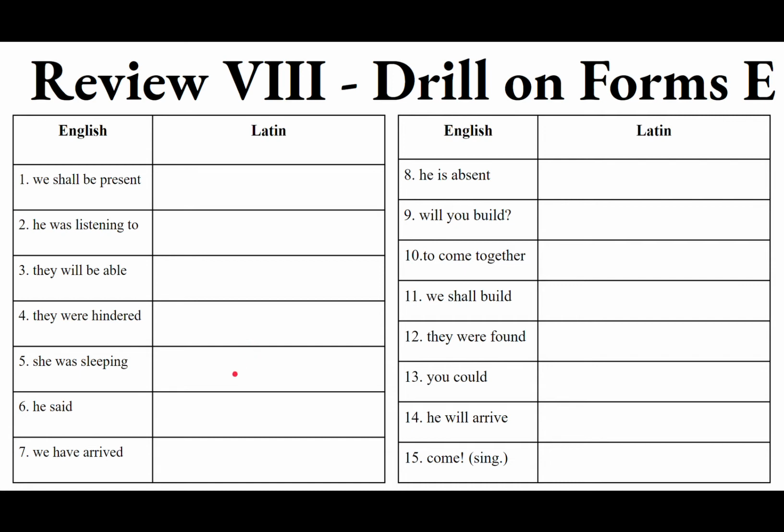She was sleeping. Third person singular imperfect active of dormio, dormire, dormivi, dormitus. The present stem is dormi, add the e, dormie, and add the bat, dormiebat.